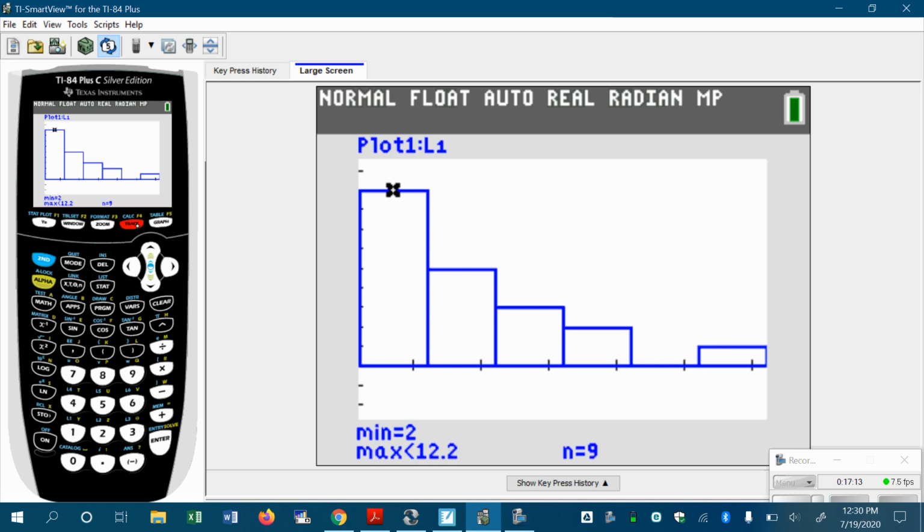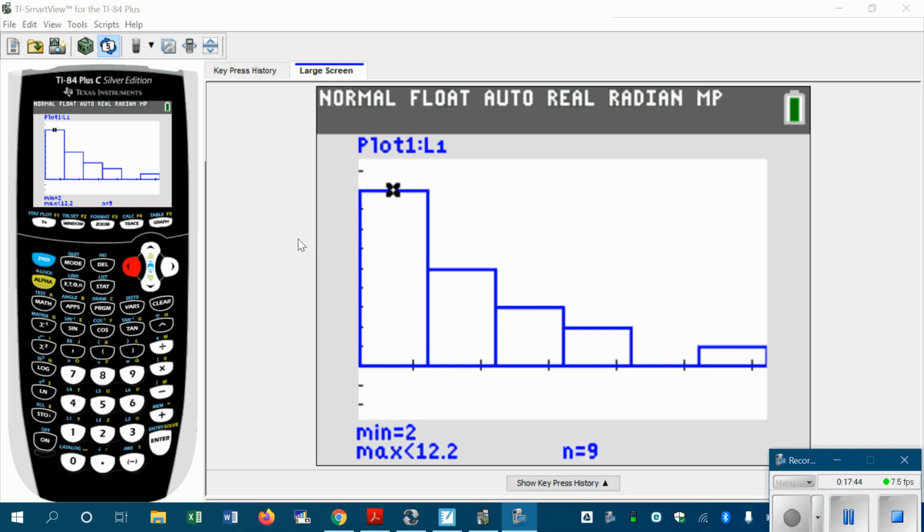So as I hit trace, you can see at the bottom of the screen, this is telling me this first bar is 9 units tall, and the number on this edge would be 2, and the number on this edge would be 12.2. And maybe I don't like that. Maybe I don't like counting by a decimal, right? So the elves in the calculator picked what they think I'm going to like, but maybe I don't like it, right? It is entirely possible that that is the case.